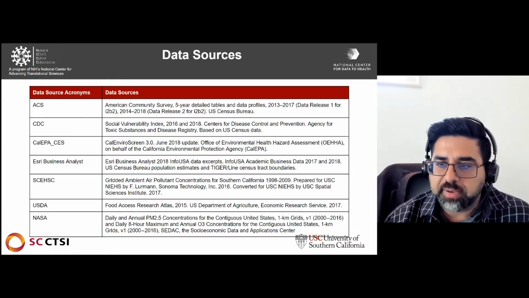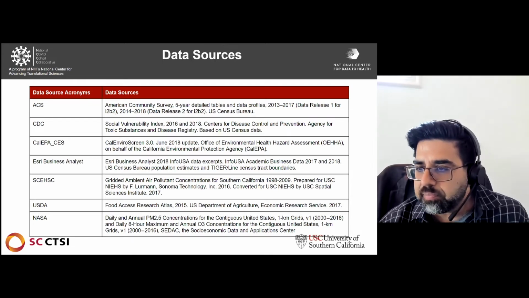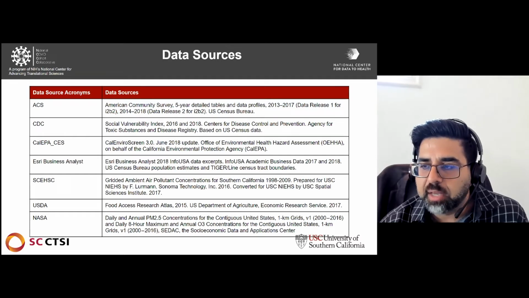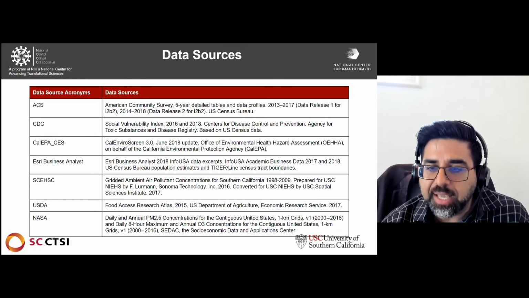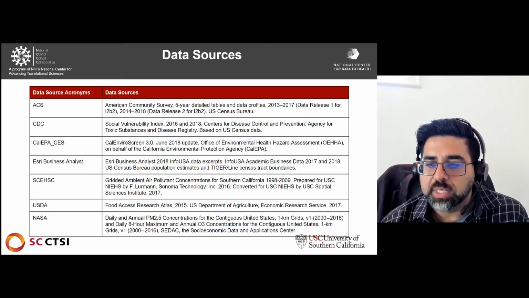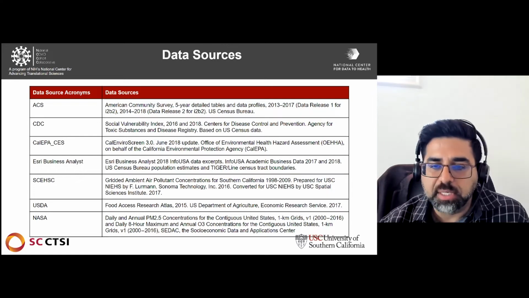So the American Community Survey, the CDC data, the Cal EPA data. There's this Esri business analyst thing, which really takes the census data into account, and we pull from that. That's the data source. The sc-ctsi data, which is prepared by our own USC Center for Spatial Sciences. The USDA data for the Food Access Research Atlas, and NASA data for a lot of the environmental data aspects that we pull.